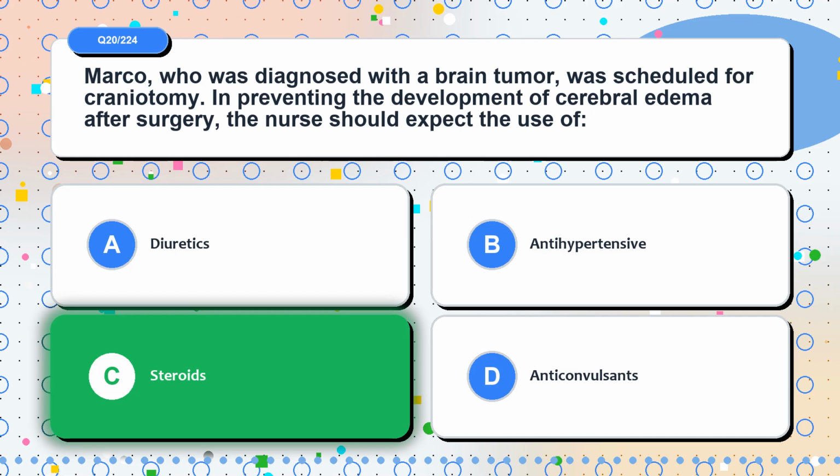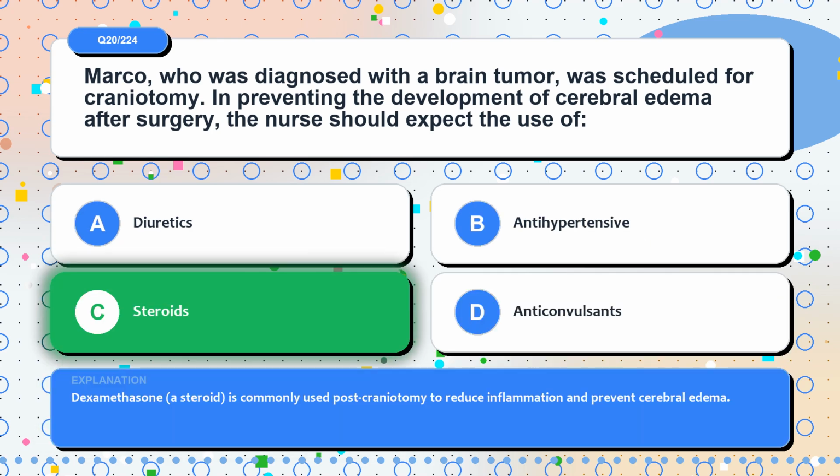The correct answer is option C, steroids. Dexamethasone, a steroid, is commonly used post-craniotomy to reduce inflammation and prevent cerebral edema.